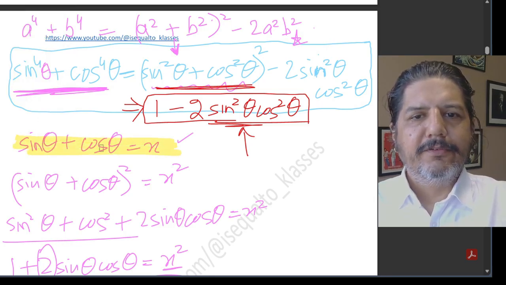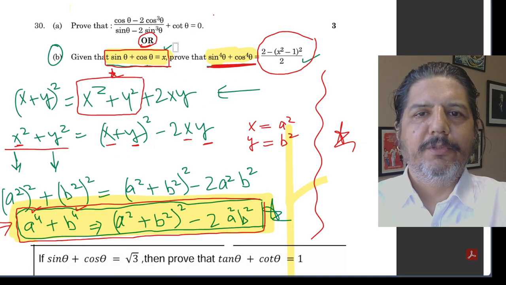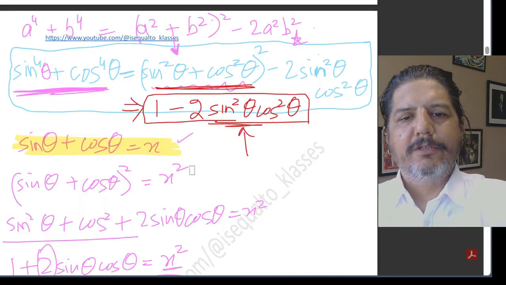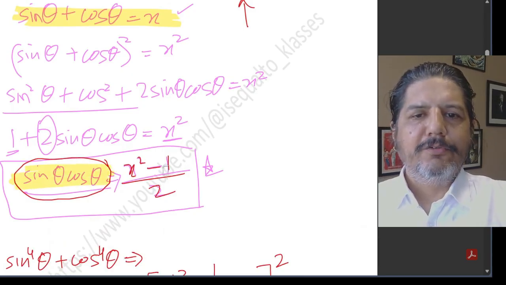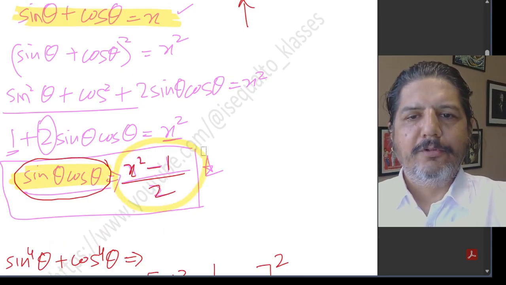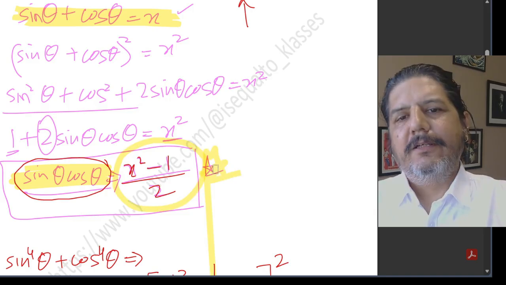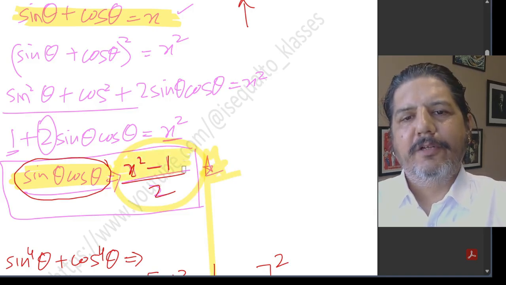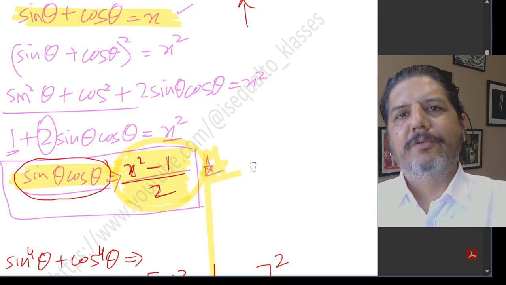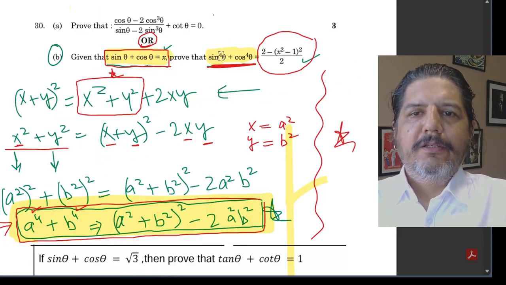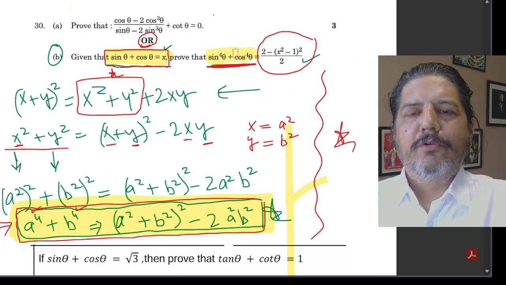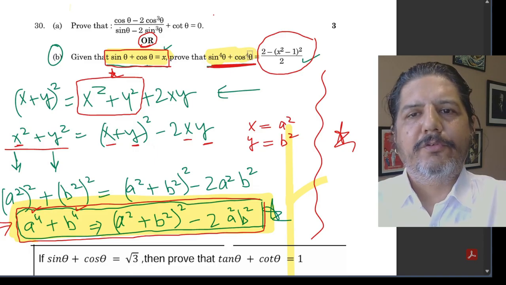This is the result which was given to me. I took it here and I found the value of sin theta cos theta. The value of sin theta cos theta is equal to x square minus 1 upon 2. Now this is the value x square minus 1 upon 2. This is the value which I will be using. Where? I'll be using this value in this expression sin⁴ θ plus cos⁴ θ.